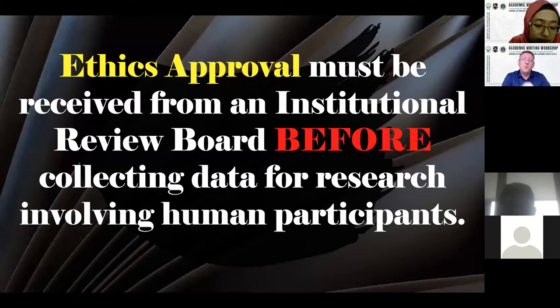Ethics approval must be received from the Institutional Review Board, the IRB, before collecting data for research involving human participants. Research involving human participants. Okay.